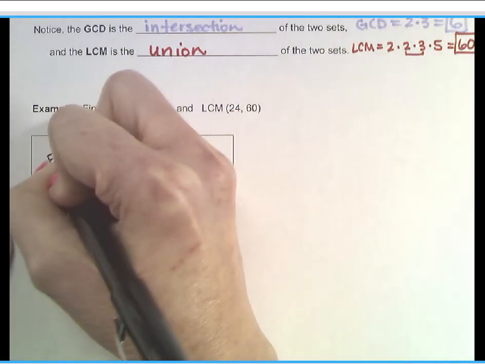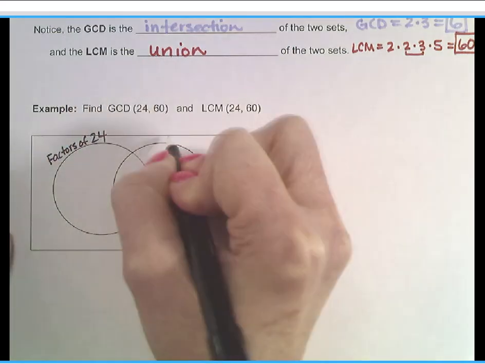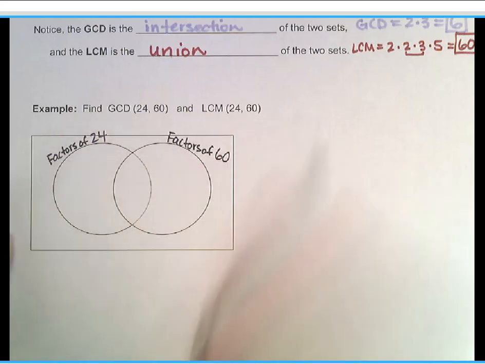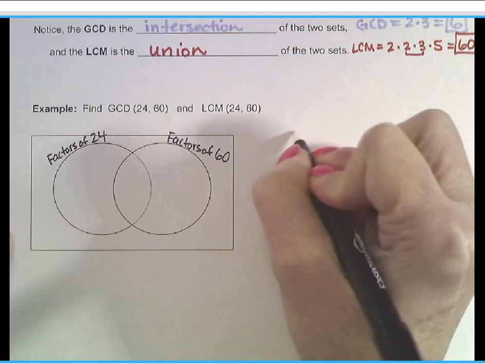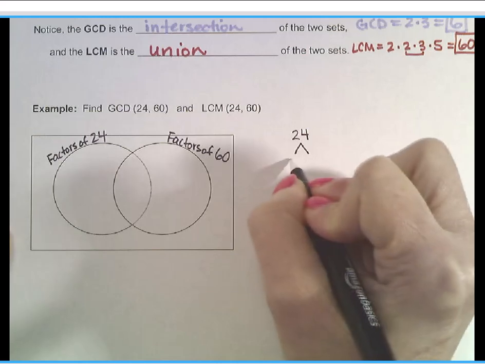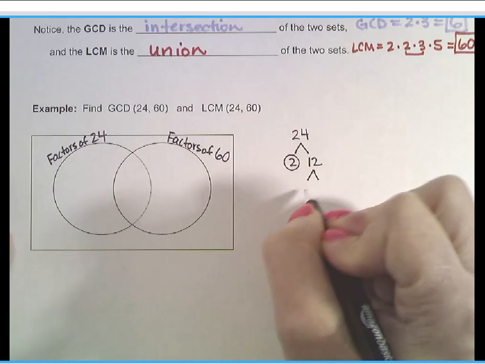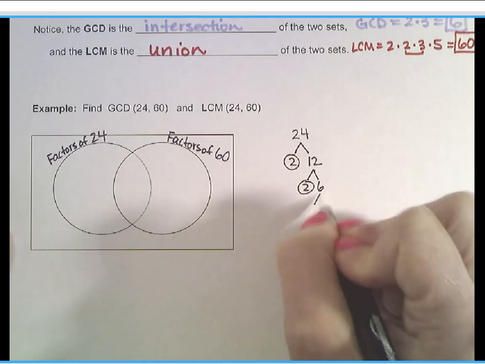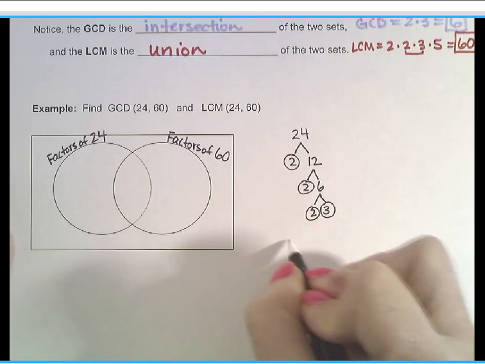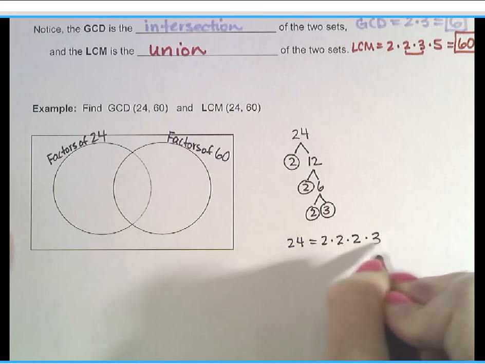I'll put factors of 24 in the left circle, and I'll put factors of 60 in the right circle. But we've got to do some factor trees first. So 24 is 2 times 12. 12 is 2 times 6. 6 is 2 times 3. So there's 24: 2 times 2 times 2 times 3.